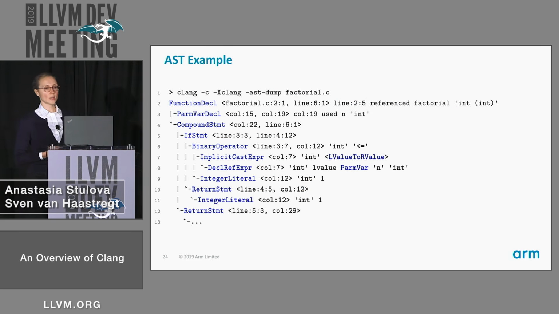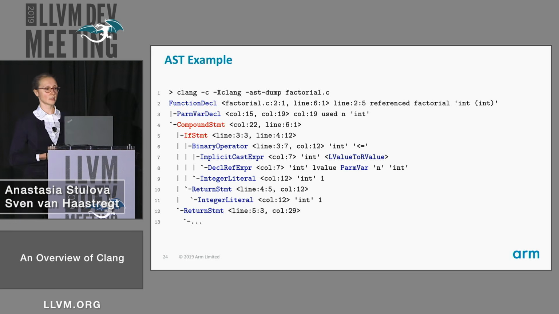Let's come back to our example. Clang allows you to output the abstract syntax tree representation of your original program using the AST dump flag. And that's actually very handy. It's mainly used by front-end developers, but sometimes it might be useful just to understand the input program.